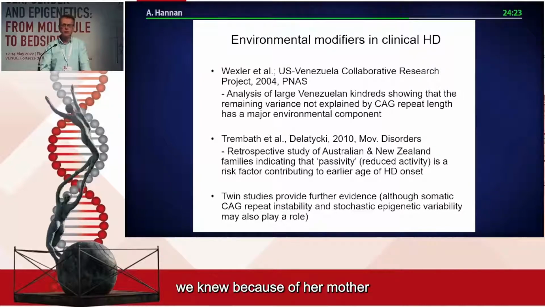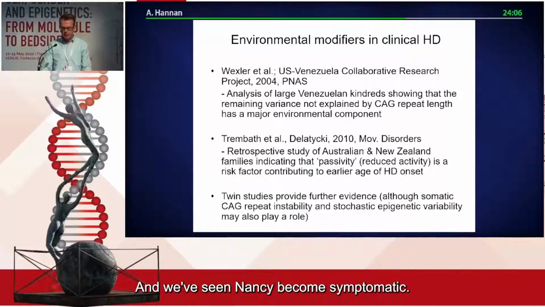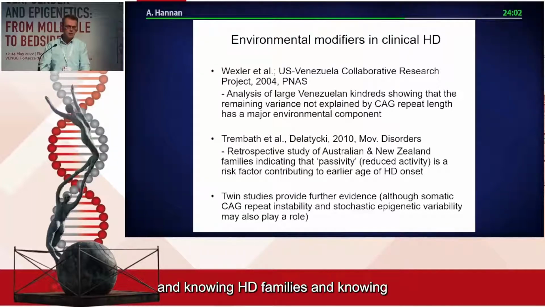And in fact, we knew because of her mother that she was 50% at risk, and Nancy's a dear friend, and we'd go to conferences and, obviously in Huntington's, a lot of people won't talk about their genetic status, but we've gradually seen that Nancy, you can see chorea, it's very clear, and we've seen Nancy become symptomatic. So it's a type of field where you end up with a lot of friends and knowing HD families and knowing that half of them are going to die of this disease if we can't develop a treatment, which is very motivating.